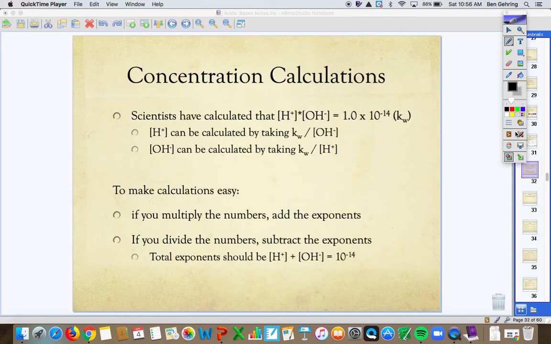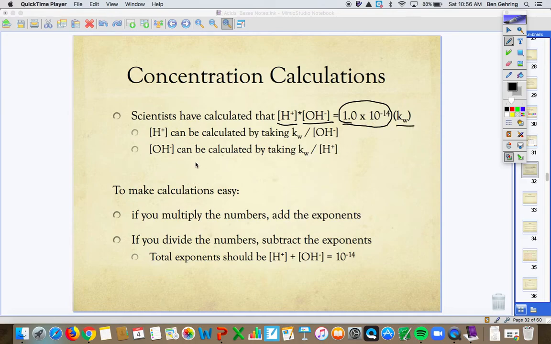When we look at these, we're looking for the concentration of hydrogen and hydroxide ions. Scientists have concluded that if you take the concentration of hydrogen multiplied by the concentration of hydroxide ions, you should come to a value of 1 times 10 to the minus 14. This number they have given a term: we call it Kw. This is your water constant.